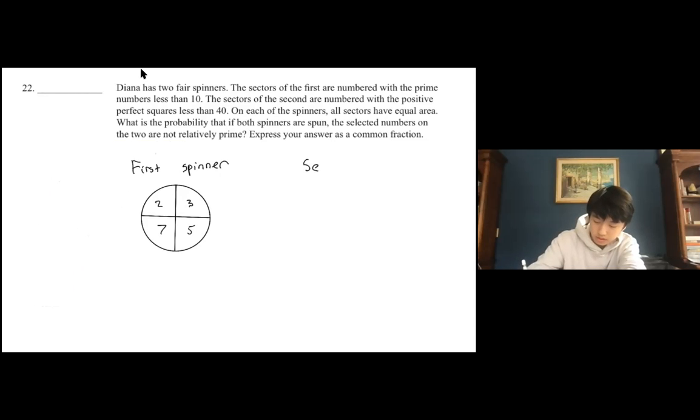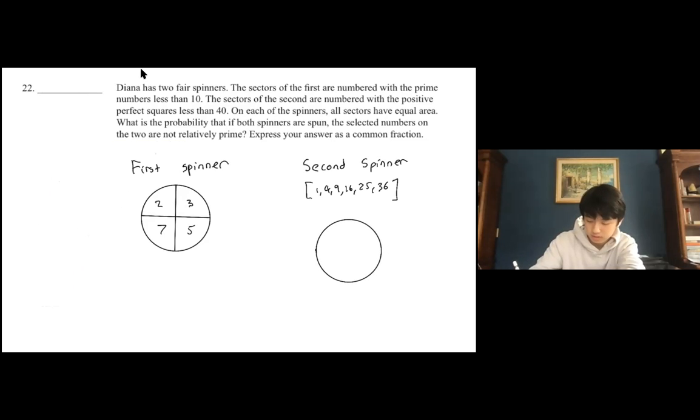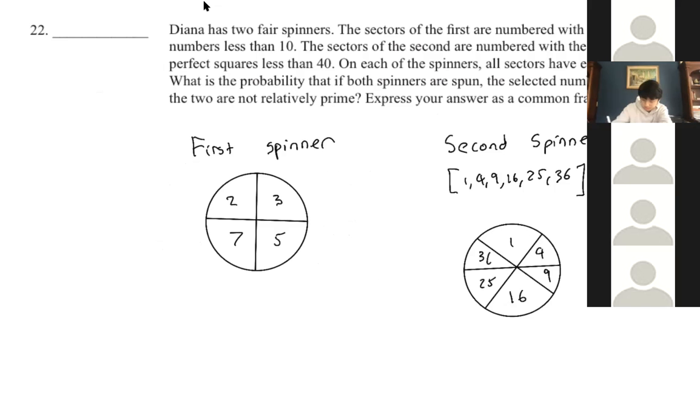The second spinner will have the perfect squares less than 40. So that'd be 1, 1 squared, 2 squared, 3 squared, 4 squared, 5 squared, 6 squared, 7 squared. 49 is too big. So we only have these 6, and that means that the spinner looks like this. Oh, those are not evenly sized, it's fine. 1, 4, 9, 16, 25, and 36.